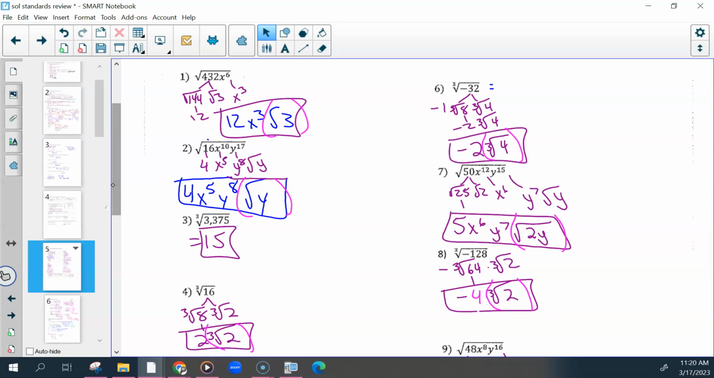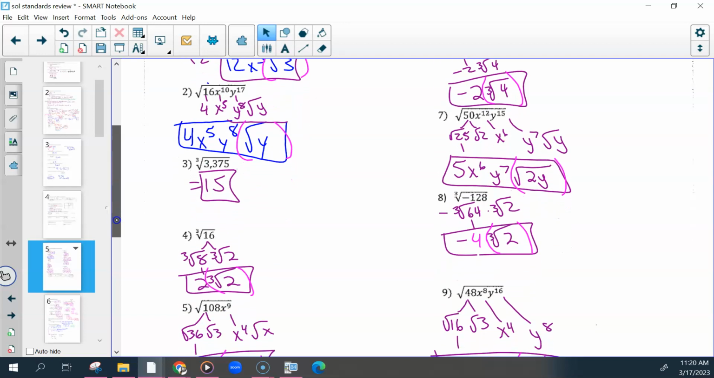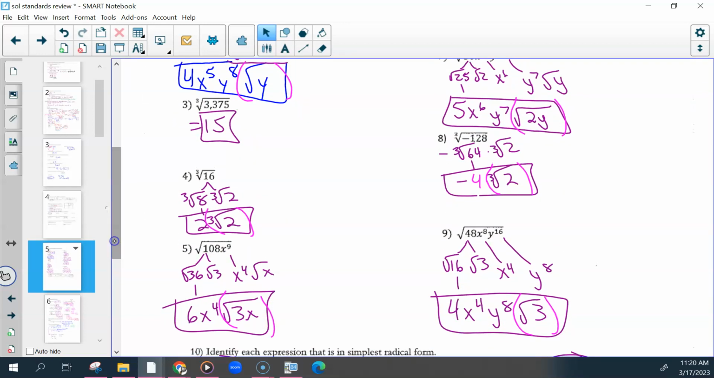With questions like 8 and 6 and 8, when you have a negative, you have to take that out first. So it would go on the outside. So -4 times the cube root of 2. And then 9 is 4x to the 4th, y to the 8th, excuse me, times the square root of 3.